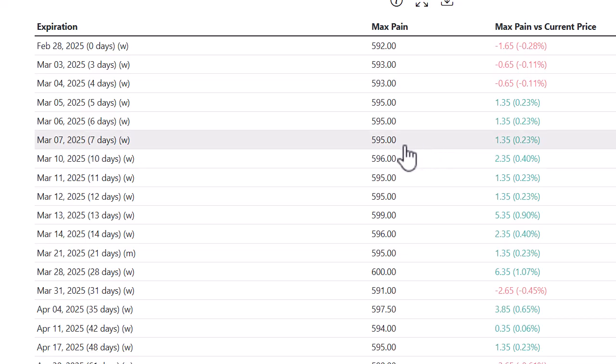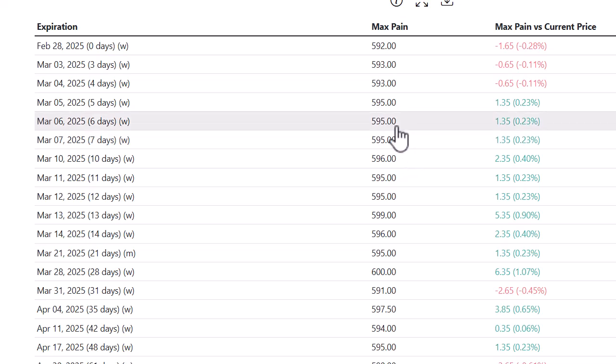I'm expecting markets to push up a little bit more based on this, so we'll see how it plays out. Right now, fairly neutral to slightly bullish to close out the week.